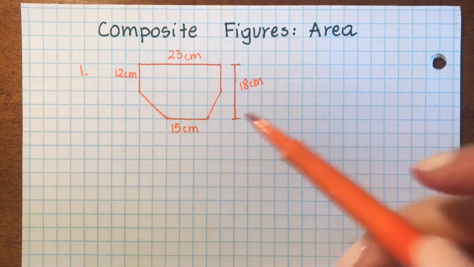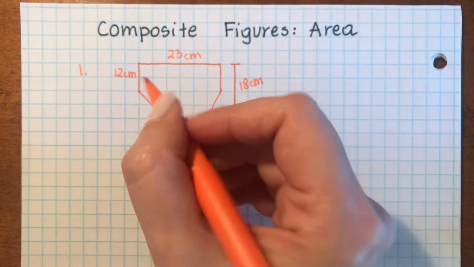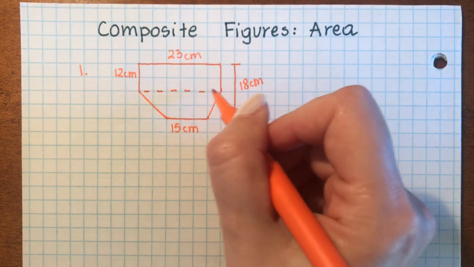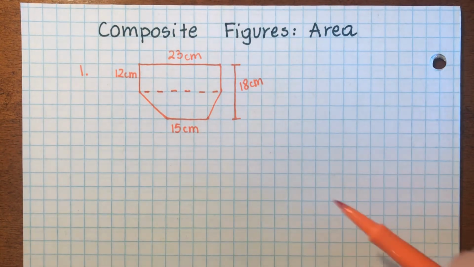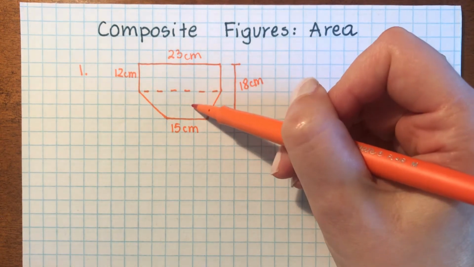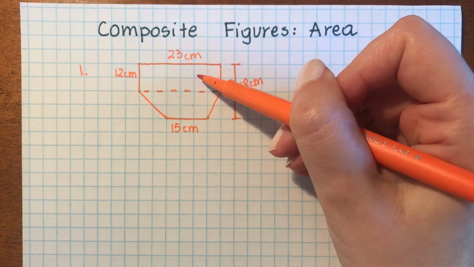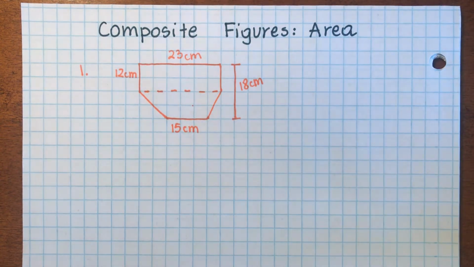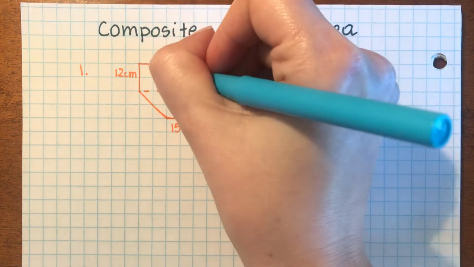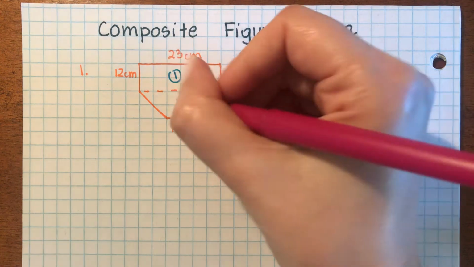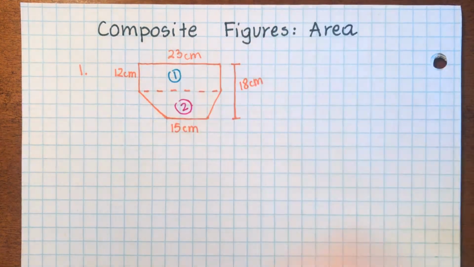So for example, if I draw a line, I'm making a dashed line right here. Now I can split this composite figure into two different shapes. This one I can recognize, it's a rectangle, and shape number 2 will be a trapezoid. So I'll label number 1 for a rectangle and number 2 trapezoid.